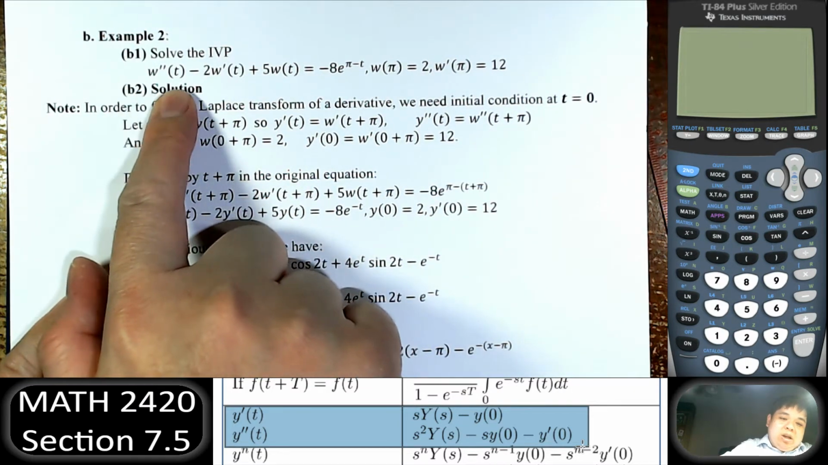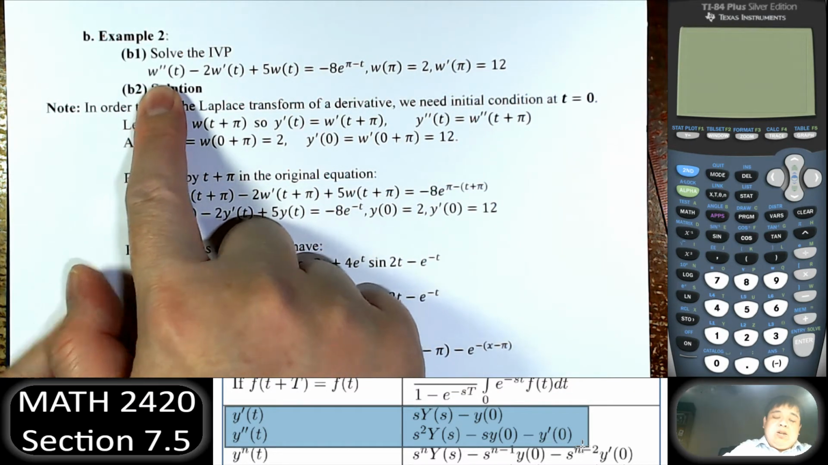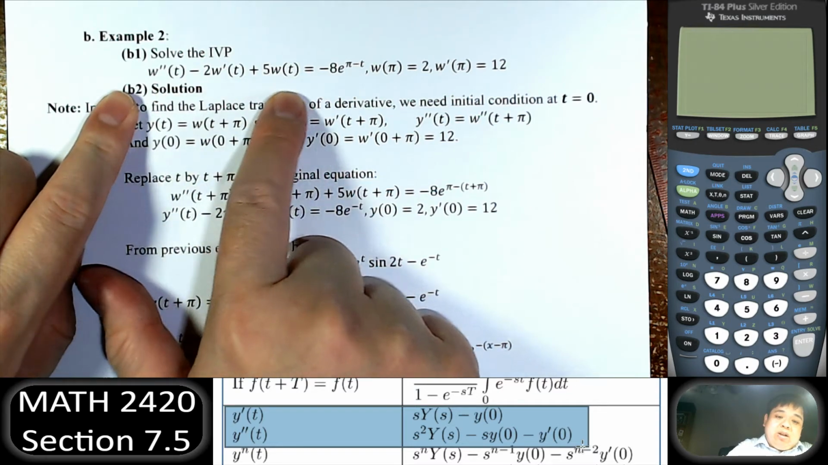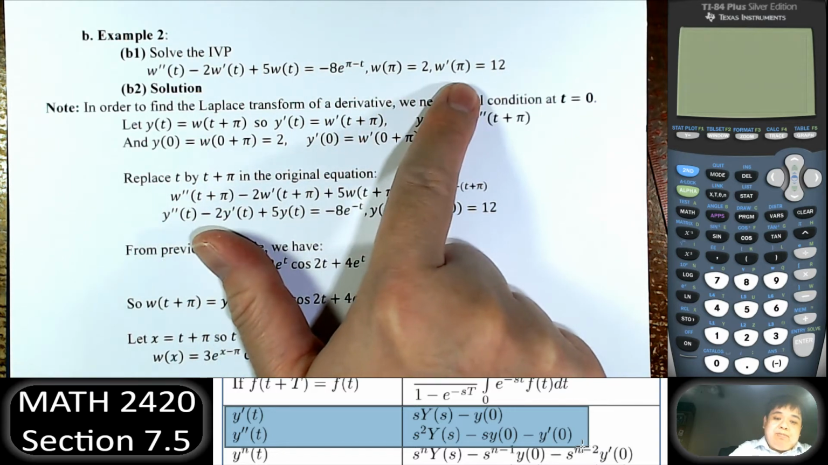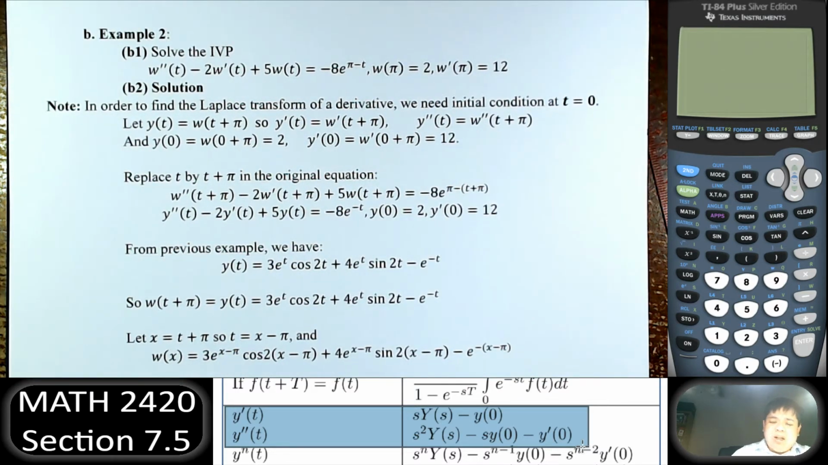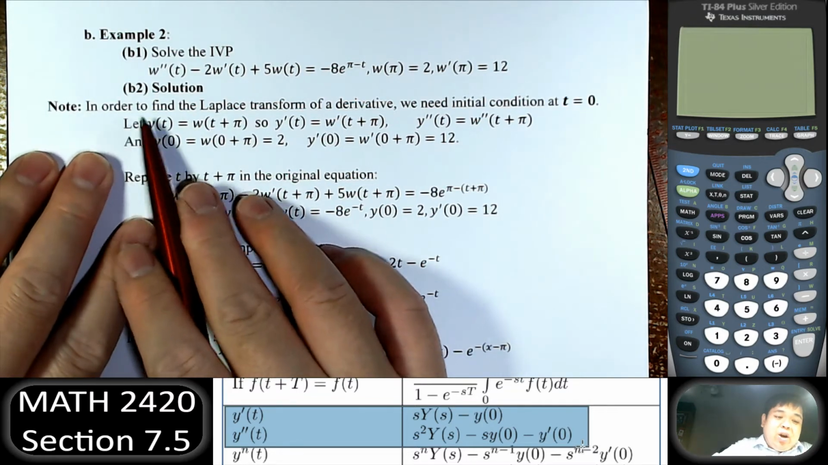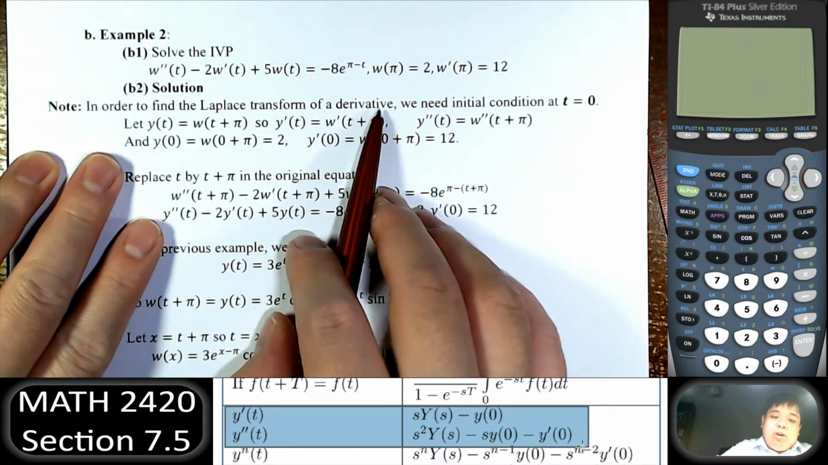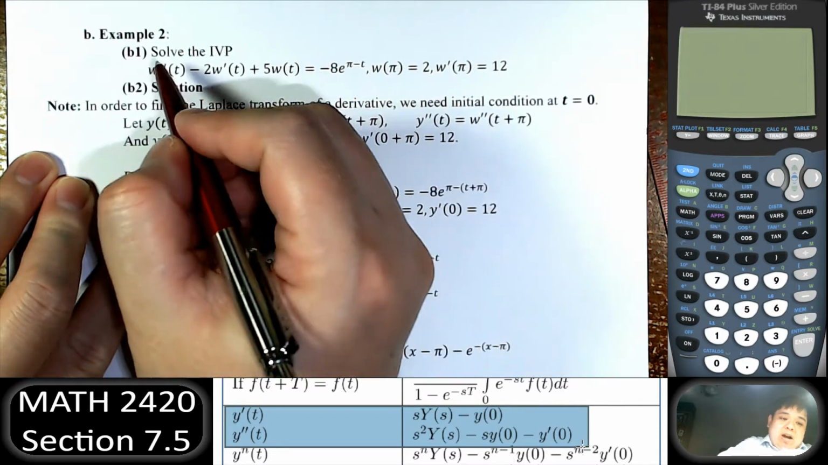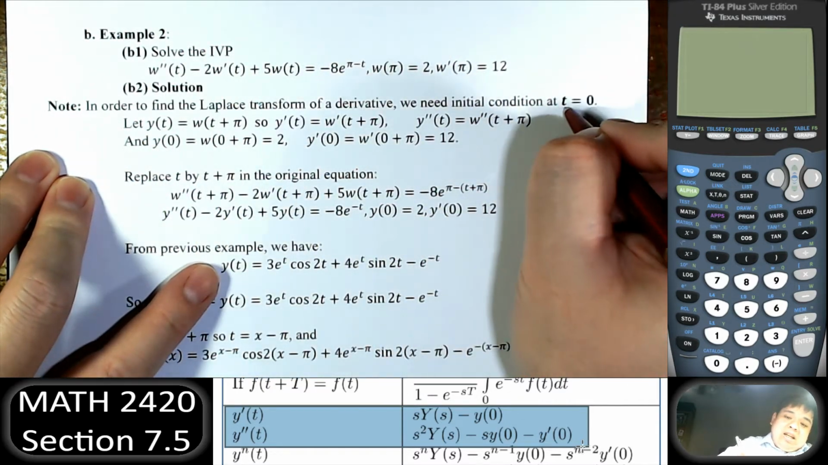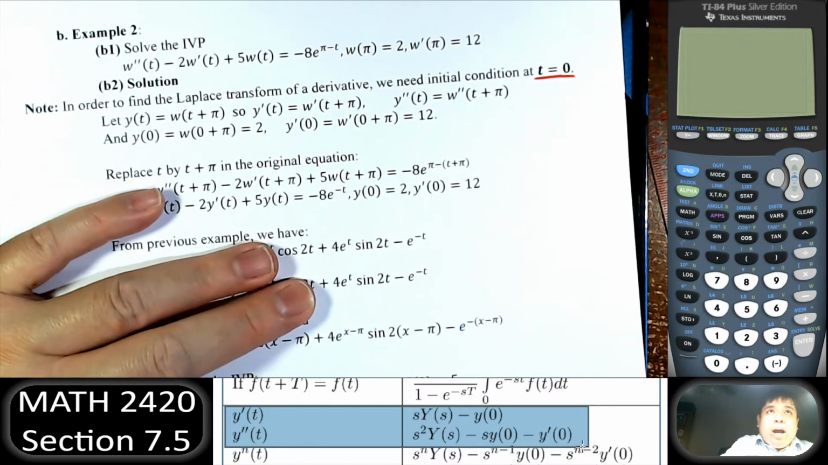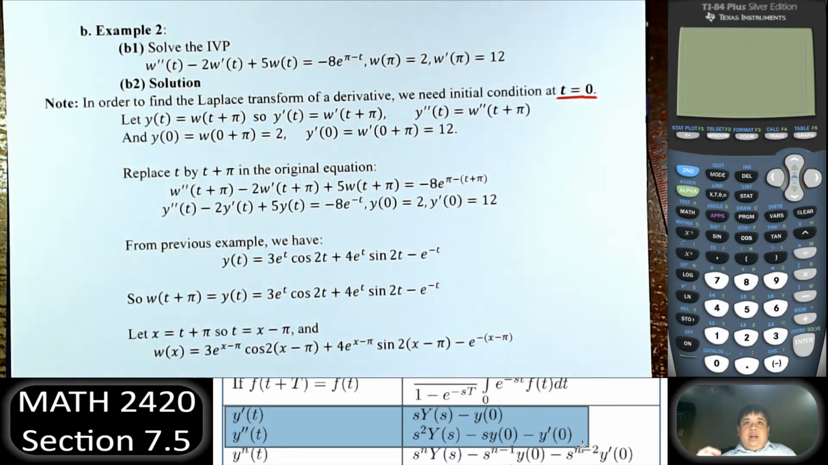So in this equation, I put that W in for a reason. Now the initial condition is not at 0 anymore. It is pi. Right. So first thing, because I just mentioned that in order to find the Laplace transform of a derivative, we need the initial condition at t equal to 0. That is very important. So we have to convert this problem into one at time t equal to 0. Right, so how do we do that?